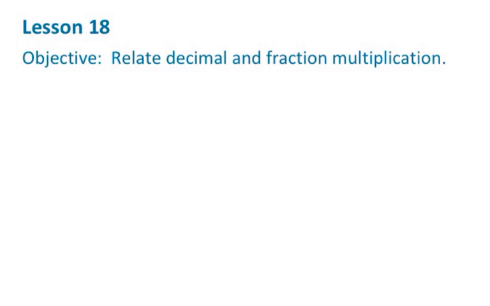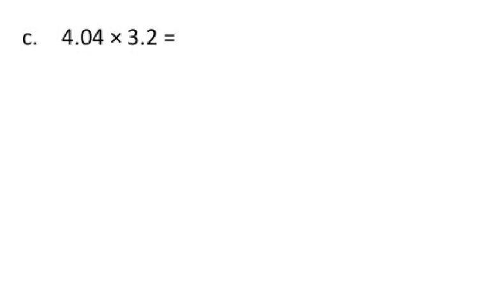This is grade 5, module 4, lesson 18, and the objective in this lesson is to relate decimal and fraction multiplication. So for this lesson, we're going to look at problem number 2, letter C, and the instructions just say to multiply. So we have 4 and 4/100ths times 3 and 2/10ths.